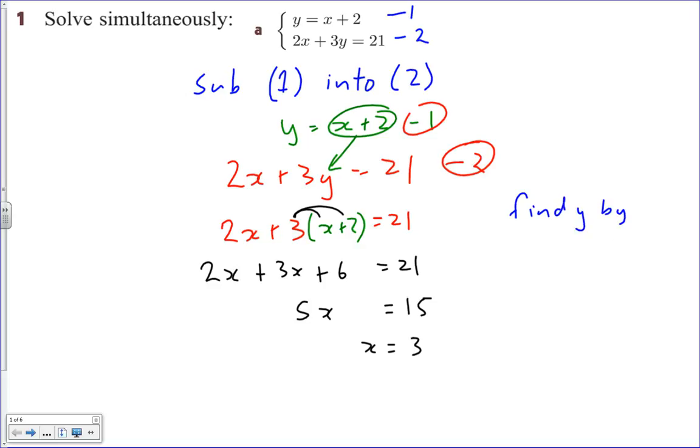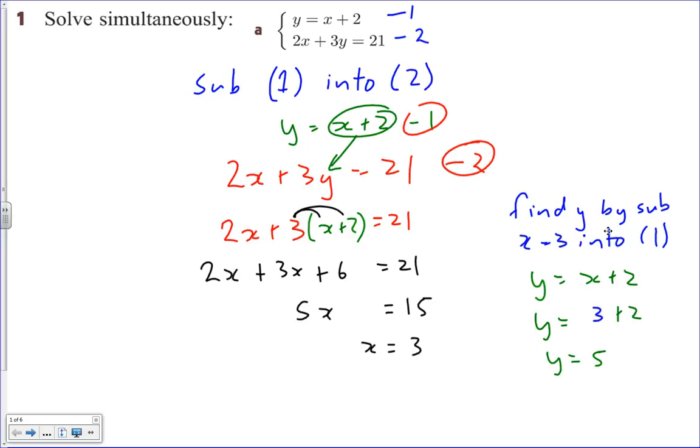Find y by substituting x equals 3 into 2. So then again, we've got 2x plus 3y equals 21. So I'm going to substitute 2 times 3. No, sorry, wrong equation. Let's take that back a step into equation 1. So that means I've got y equals x plus 2. So I'm going to go y equals 3 plus 2, so y equals 5.